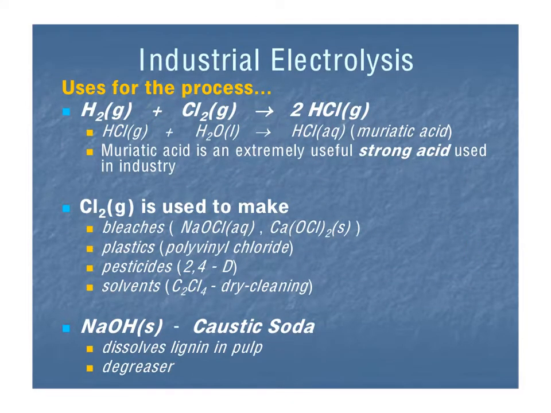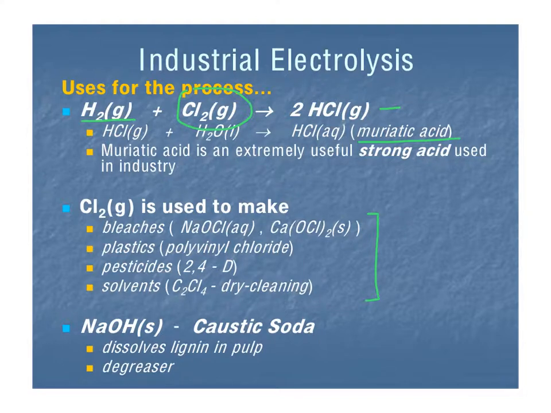The chlorine gas that's collected can then be further reacted with the hydrogen gas that was also collected to generate hydrogen chloride gas. And when hydrogen chloride gas is dissolved into water, you'll recall that it generates hydrochloric acid. Hydrochloric acid is the laboratory name, whereas muriatic acid is the industrial name, but it is also HCl. As well, the chlorine gas can be used in a whole variety of applications to make things like bleaches, plastics, pesticides, and industrial solvents.